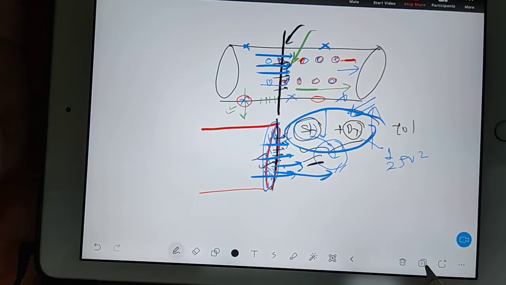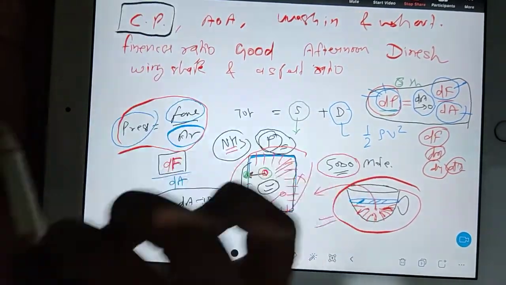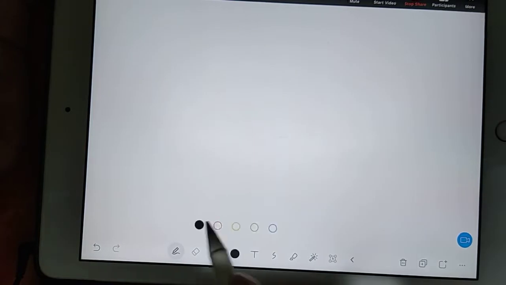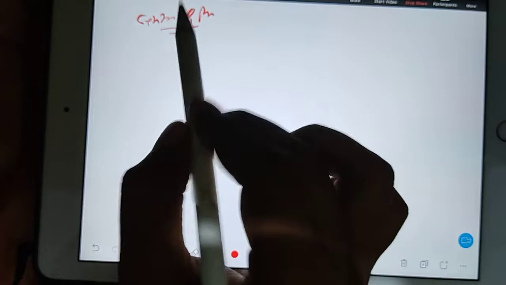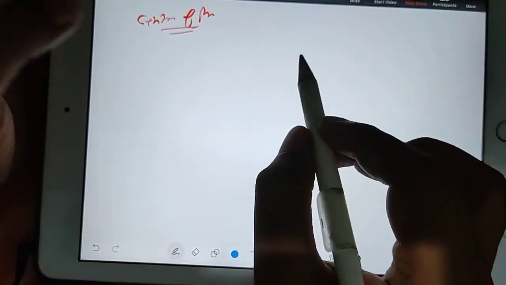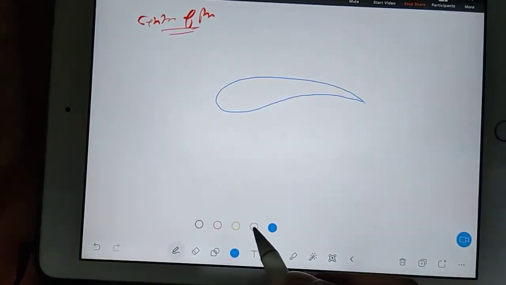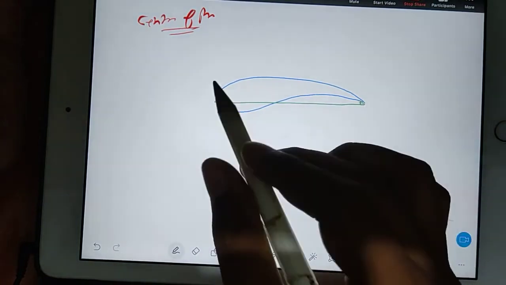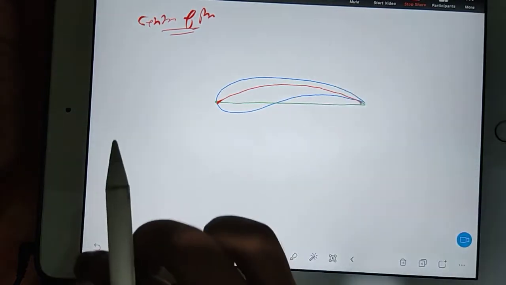Okay, very good. So now our today's topic is going to be center of pressure. What is center of pressure? See, there is something called center of pressure, but what is this? To understand this, consider this is an airfoil and it is a cambered airfoil. Why is it a cambered airfoil? Because the chord line is this and the camber line is this. So you have camber in the airfoil. That's why it is a cambered airfoil.